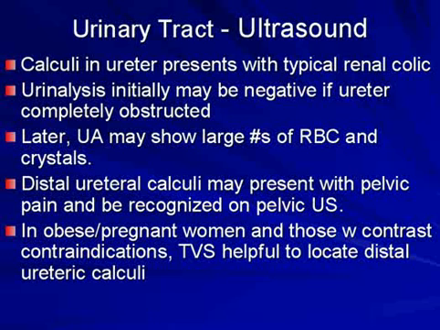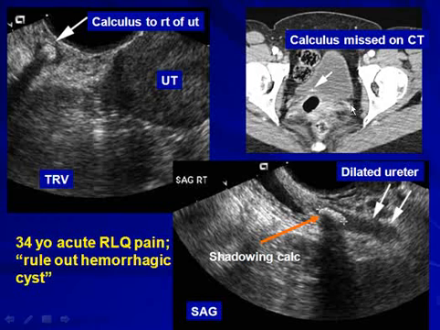ureteral calculi. In this example, this woman actually had a CT scan first, and this calculus was missed on the CT scan. But here you see on the sagittal transvaginal sonogram, we see the urinary bladder, and we see the somewhat dilated ureter and the shadowing calculus. In the transverse plane, we have the uterus, and we have the calculus in the distal right ureter to the right of the uterus.